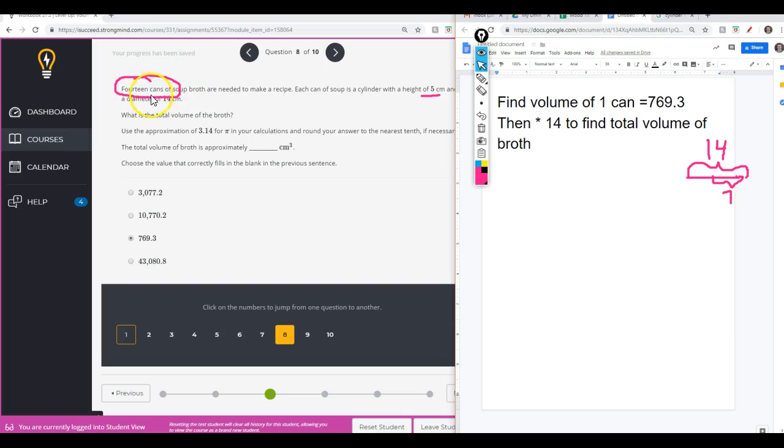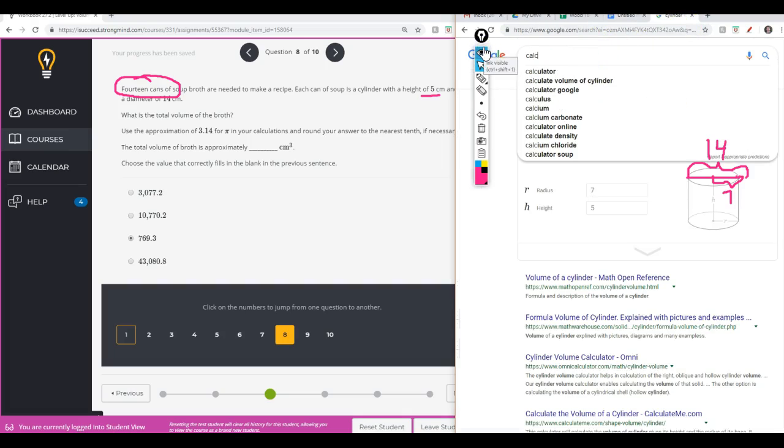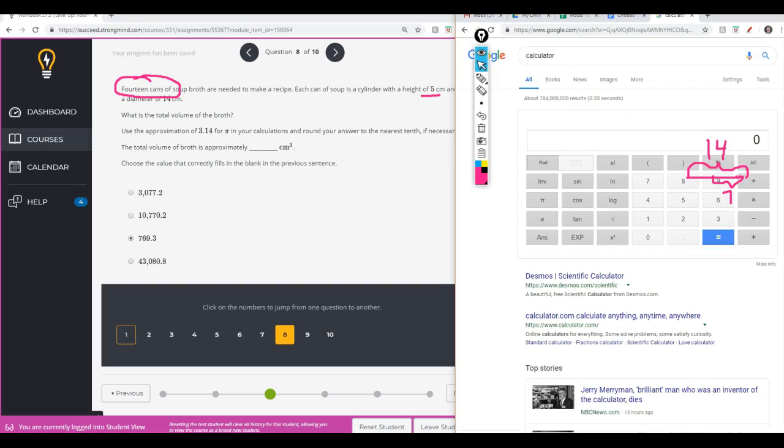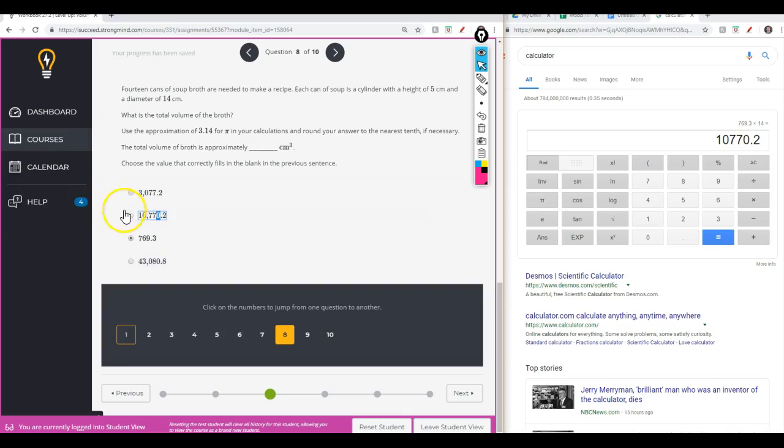Now again, remember it says 14. Then multiply by 14 to find the total volume of broth. So then I'm going to come over here and type in calculator and type in 769.3 times 14, and that gives me 10,770.2. So that is how many cubic centimeters of broth we would have for this.